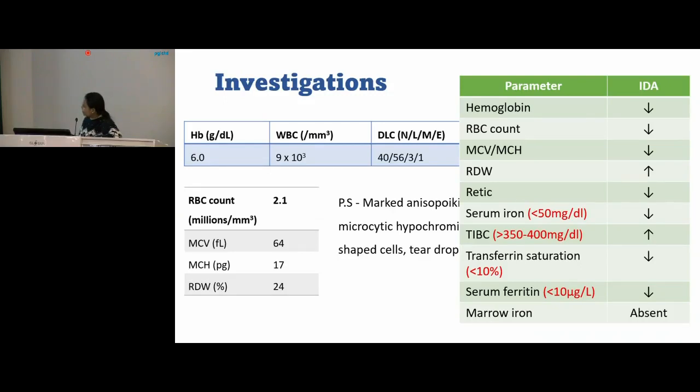So the parameters that will be seen in iron deficiency are all this that we have now discussed. If you send off an iron profile in this child, it is not required usually to confirm by sending an iron profile. You will usually see that the serum iron is less than 50 micrograms per deciliter, and the total iron binding capacity is elevated, which will be somewhere more than 350 to 400 micrograms per deciliter. And the transferrin saturation is classically less than 10%, and your serum ferritin is usually less than 10 micrograms per liter. And if at all you look at the marrow iron stores, obviously everything will be absent.